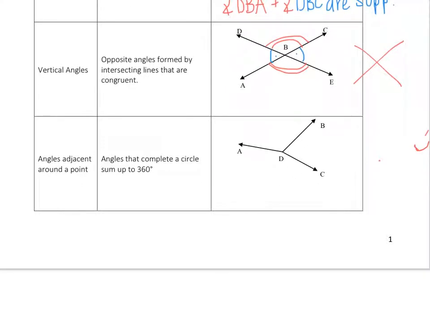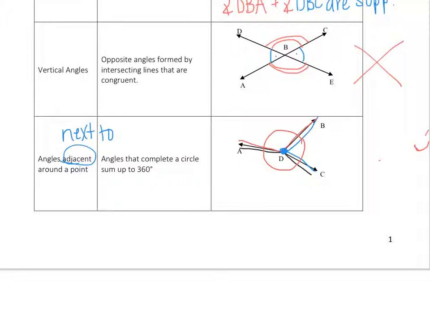The last set of angles that we need to talk about are adjacent angles. These are angles that sum to 360. Adjacent meaning next to. So all of these angles in this picture are next to one another. Angle BDC is next to angle ADB, which is also next to angle ADC. Now these angles are also called angles around a point because they all have vertex D. They sum to 360 because remember, angles in a circle add up to 360.